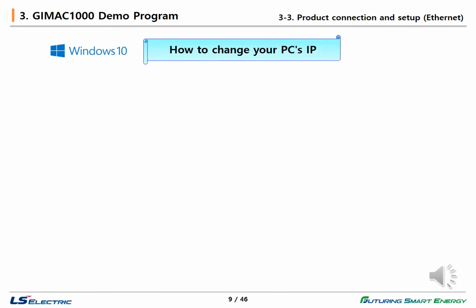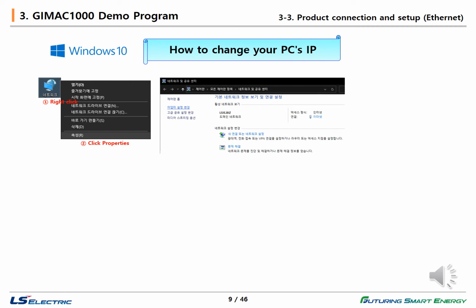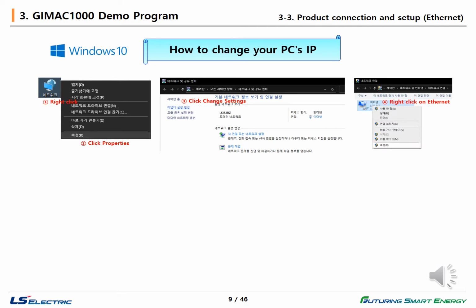Changing settings for the PC IP address is as follows, based on Windows 10. First, right-click the network icon on the desktop and click Properties when the menu expands. When the Network and Sharing Center window pops up, click Change Adapter Settings on the left side of the screen. When the Network Connections window opens, right-click the icon called Ethernet and click Properties. If your laptop does not have an RJ45 Ethernet port, a separate Ethernet adapter should be connected to your laptop in order to create Ethernet icons.